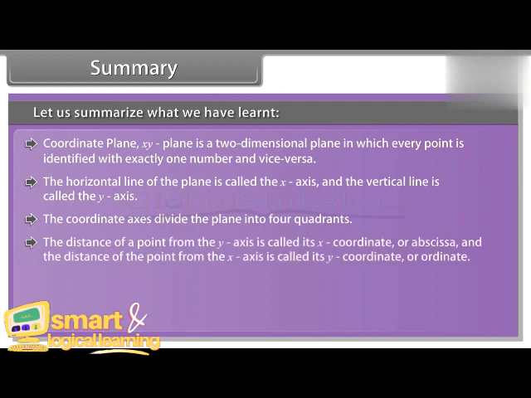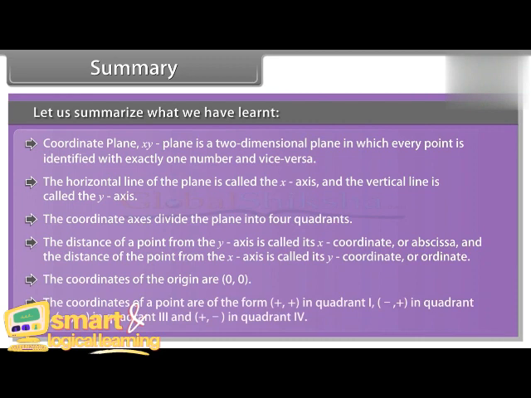The distance of a point from the y-axis is called its x-coordinate or abscissa, and the distance of the point from the x-axis is called its y-coordinate or ordinate. The coordinates of the origin are (0, 0). The coordinates of a point are of the form (+, +) in quadrant 1, (−, +) in quadrant 2, (−, −) in quadrant 3, and (+, −) in quadrant 4.